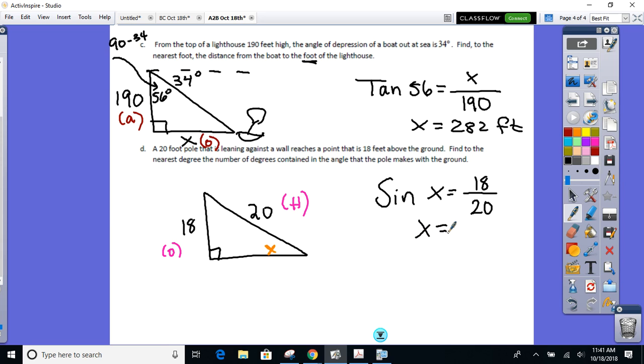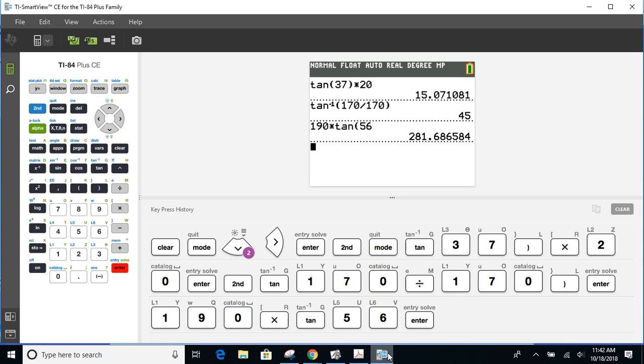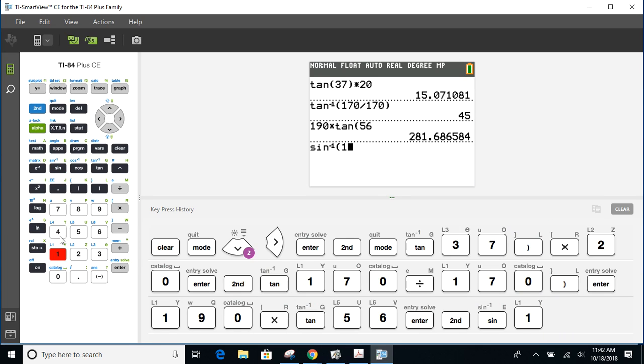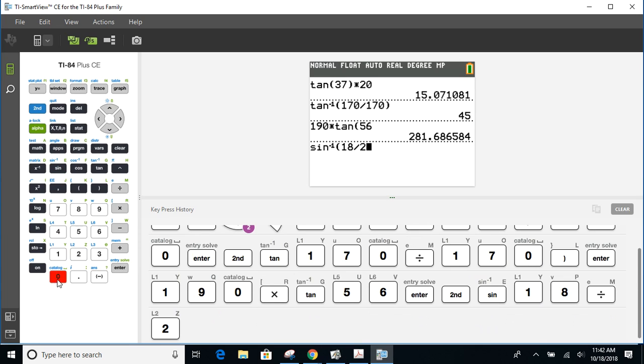Find to the nearest degree. Nearest degree? 64? No? Second sine back there? Second sine, 18 over 20. 64 degrees.